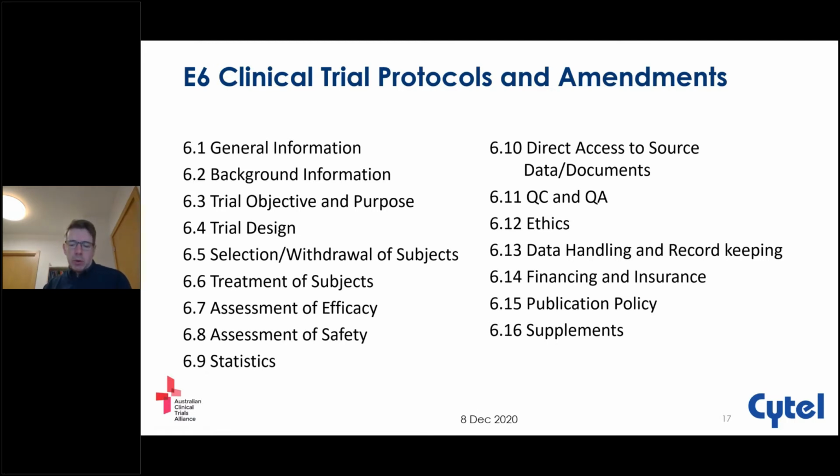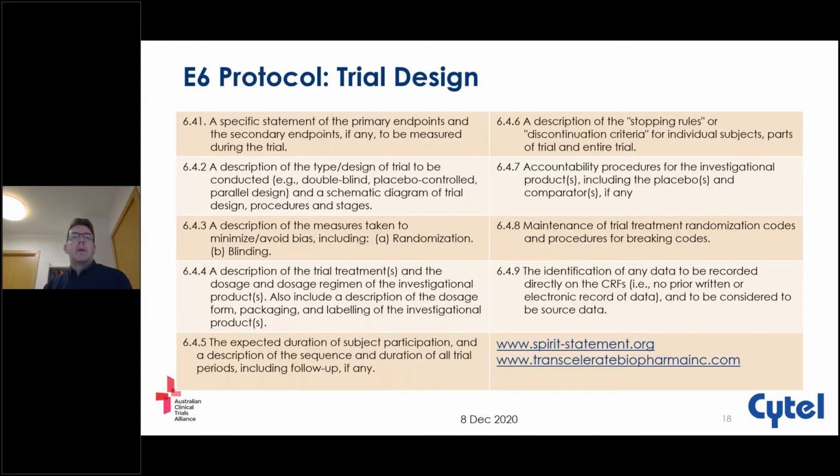So I just want to pull out a couple of aspects here. One is around the trial design part. This gives an example of the kind of discussion that the document gives around the trial design. And here are the 9 points that it goes through to say what should be in any protocol under the trial design section. So if you're writing a protocol, it's actually quite good to get the E6 document out just to remind yourself about what should be in the protocol.